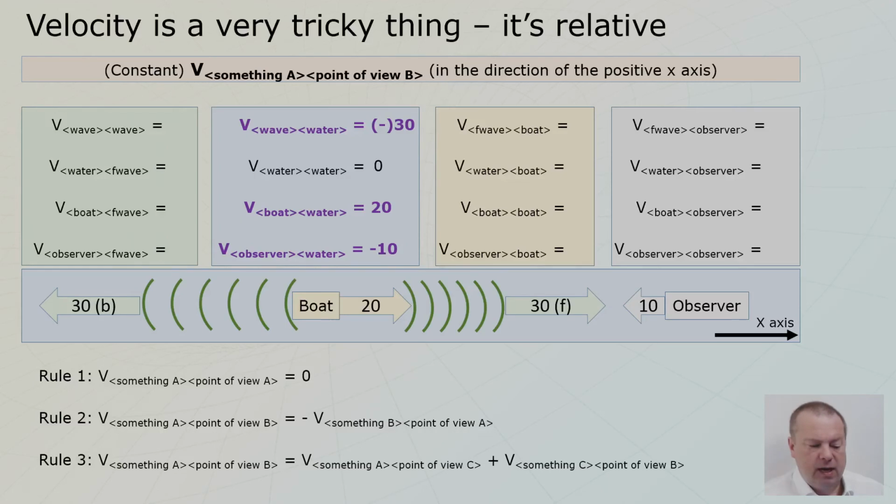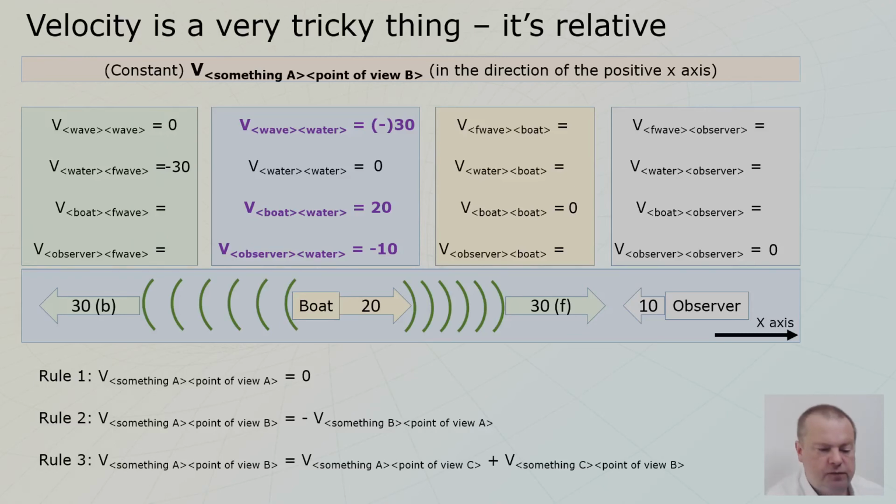Let's first apply rule number 1. The wave velocity with respect to the wave is 0. The boat velocity relative to the boat is 0. The observer velocity relative to the observer is 0. So we did the full diagonal and we put in the zeros. Next, let's apply rule number 2 for the things we already know. We see in the purple column, we already know some stuff.